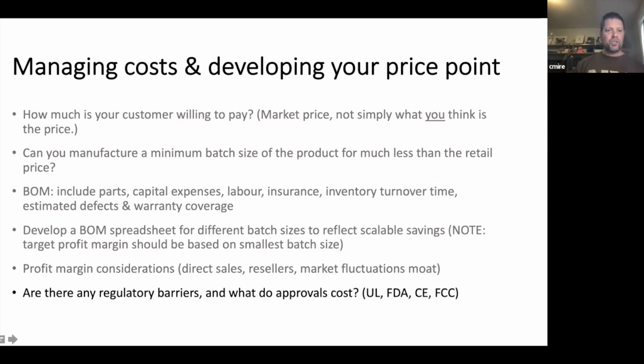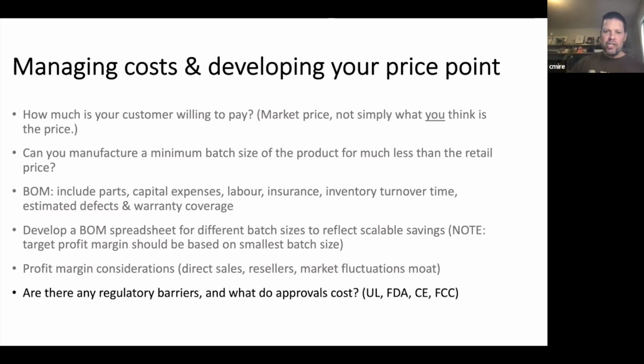Okay, so next item: are there any regulatory barriers, and what do approvals cost? I just listed some regulatory barriers there that people encounter. And my company, we were sort of lucky that we were able to bypass any of the regulatory barriers that could have come our way. And I'll get into that here in a second.